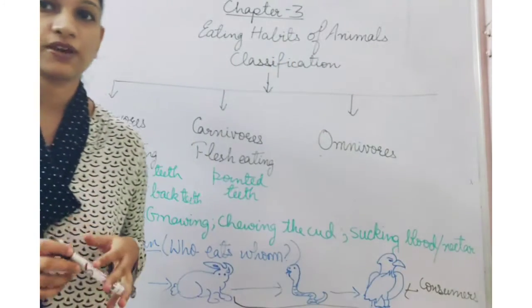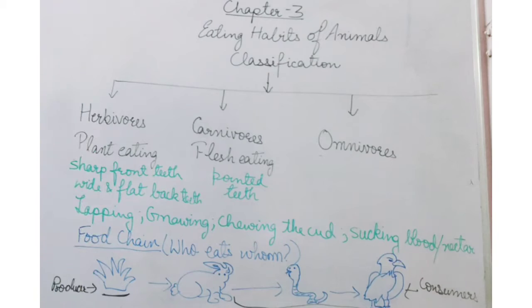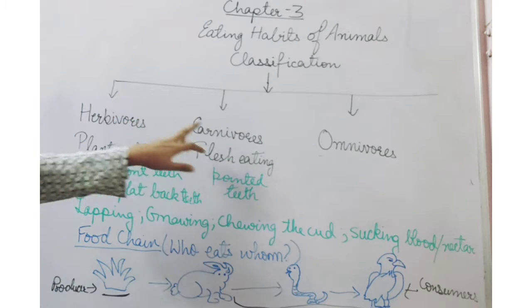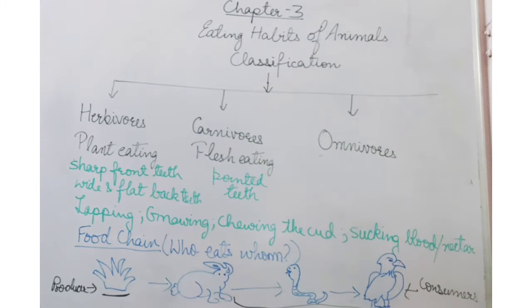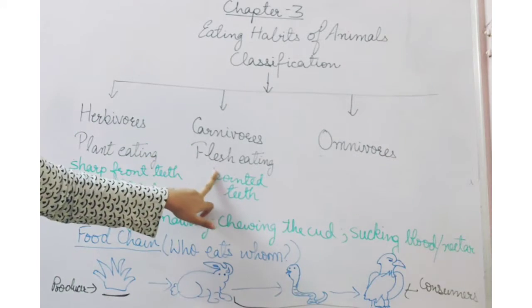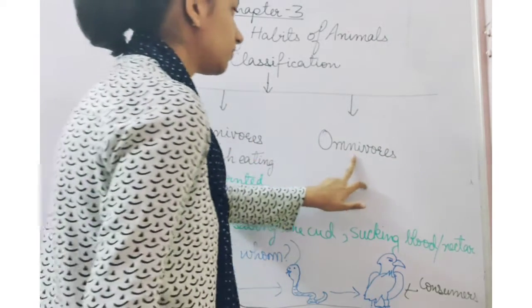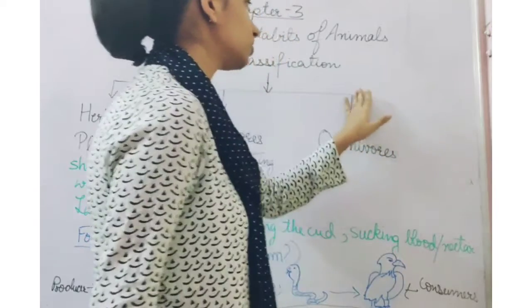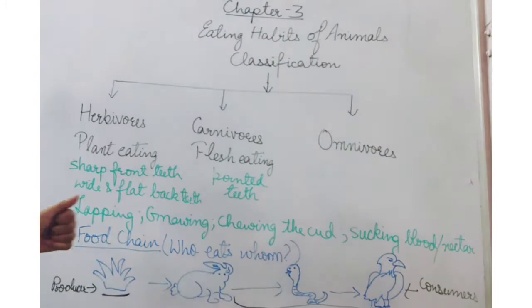In this session, we are going to study the eating habits of animals, and I have classified them as herbivores, carnivores, and omnivores. Herbivores are the plant eating animals, carnivores are the flesh eating animals, and omnivores are the animals that eat both plants as well as animals.